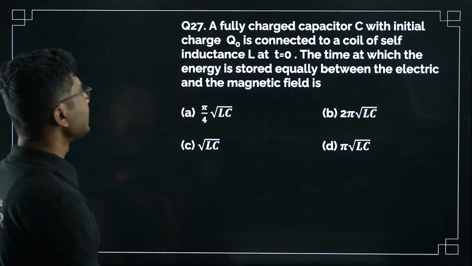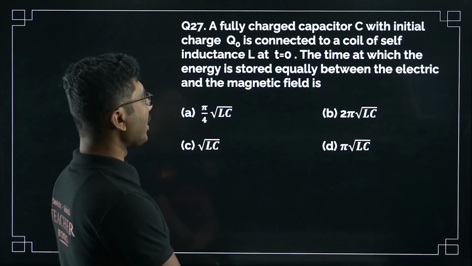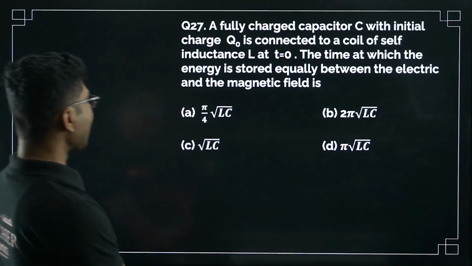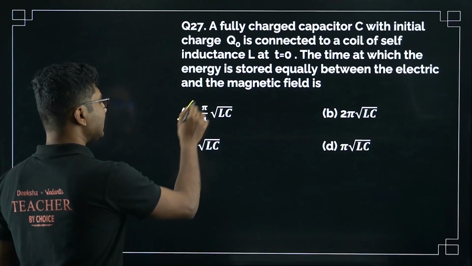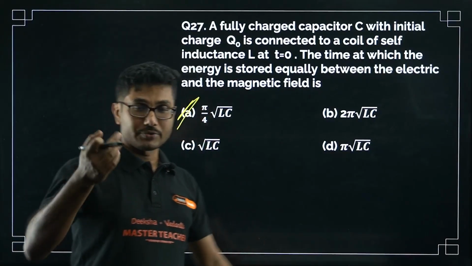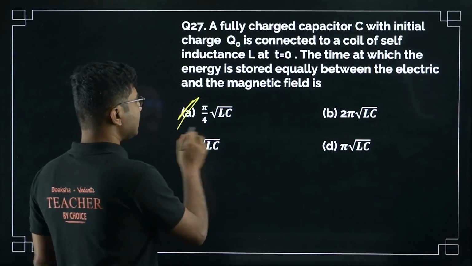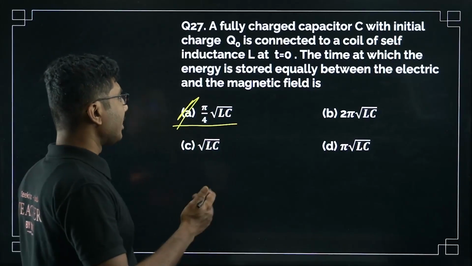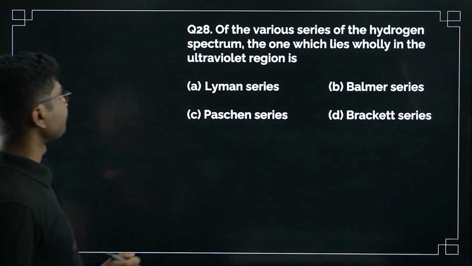Next, a fully charged capacitor C with initial charge Q0 is connected to a coil of self-inductance L at t equals to 0. The time at which the energy is stored equally between the electric and magnetic field. So this is the portion from which the question was asked is out of syllabus. It may be included in the NEET syllabus. I need to check it once, but the LC oscillator is not part of the syllabus. So this is the answer for this question. You might check if LC oscillator is part of NEET syllabus or not. If it is not, then you can skip this question.